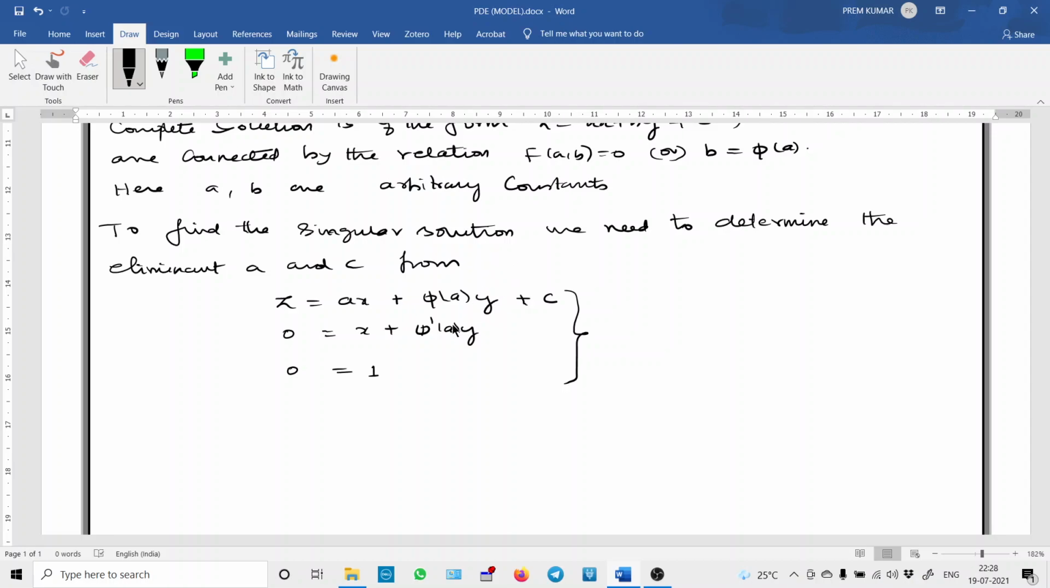How to find the envelope? Take the complete integral and differentiate with respect to one variable partially, and differentiate the same with respect to the other arbitrary constant, say c, partially, and the eliminant of a and c from these three equations, we get the singular solution. But for this type 1 PDE, we get an absurd result, say 0 equals to 1. So what is the final conclusion? There exists no singular integral for standard type 1 PDE. That is the conclusion.